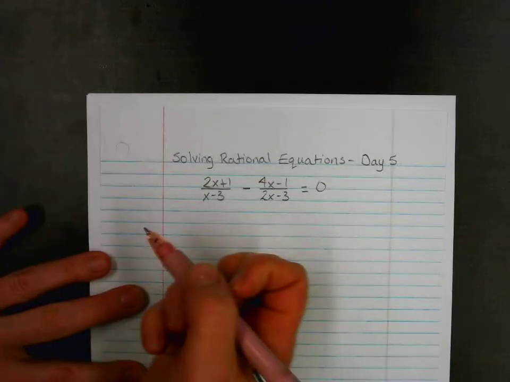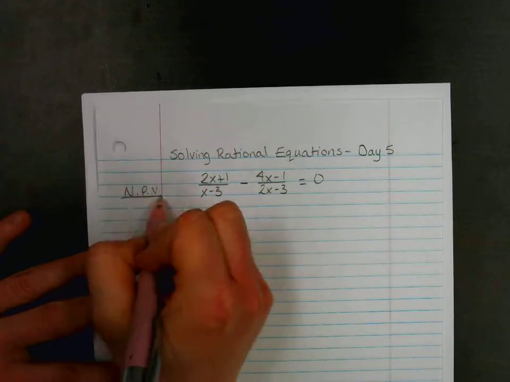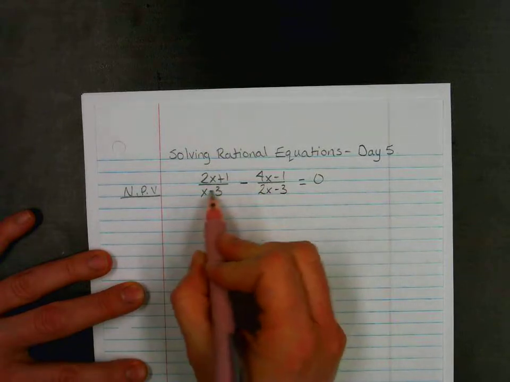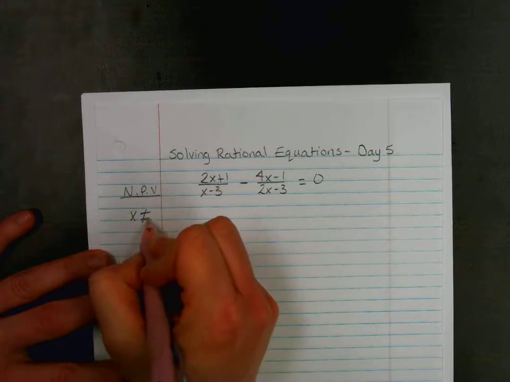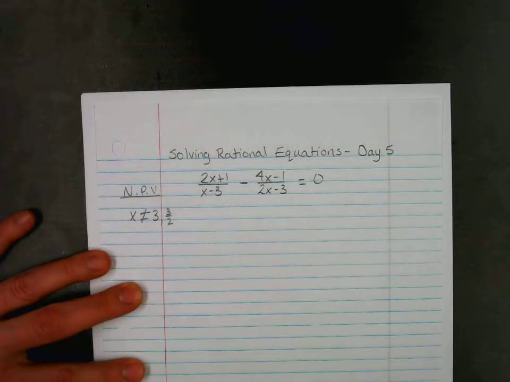So I'm first going to talk about my non-permissible value. You have to consider your non-permissible value in these questions because we have a variable in the denominator. So my non-permissible value would be x cannot equal a positive 3 or a positive 3 over 2.